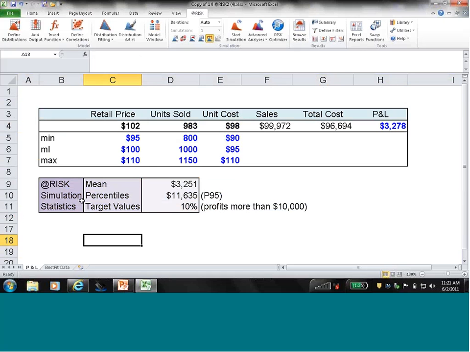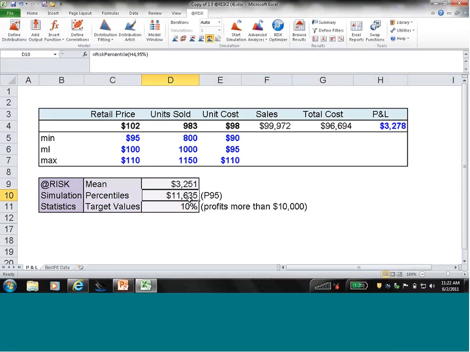So one thing, as I mentioned, we've added our own functions to the native Excel functions library. So there's a lot of things you can do by just simply typing in some simple commands now. And one thing here we have is this risk mean function. So if we want to find the average of our profit and loss, we simply type in equals risk mean, referencing H4, which is our profit and loss column, and it'll tell us that that's $3,251 for our mean. We can look at percentiles.